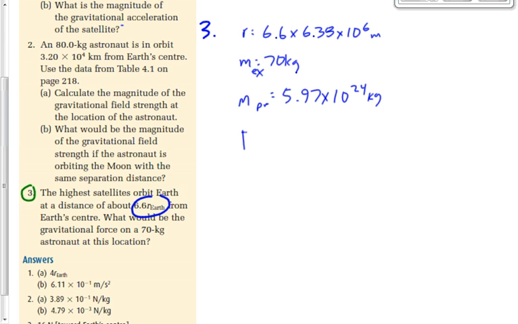We're looking for the gravitational force. Now, do we have more information about the producer or the experiencer here? The Earth or the astronaut? We know quite a bit about both, right? The producer and the experiencer. Which equation do you want to use? The producer equation or the experiencer equation? The producer. Okay, let's try that.